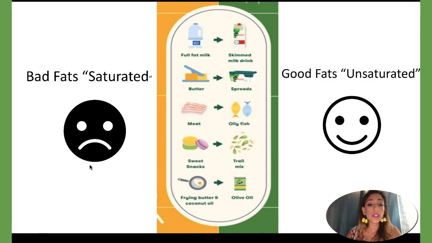That's how you can tell a lot of these items if they're good for you or they're bad for you. Butter is solid at room temperature. It's going to form plaque in your arteries also. It's not good for you. Full fat milk, red meats, sweet snacks, frying butter, coconut oil, so forth. The unsaturated fats, the ones that are not going to form plaque in your arteries, are your fish oils, your trail mixes, your olive oil, and so forth.